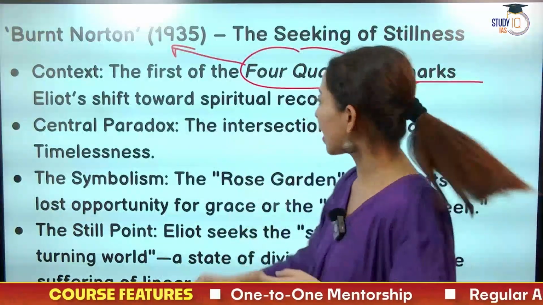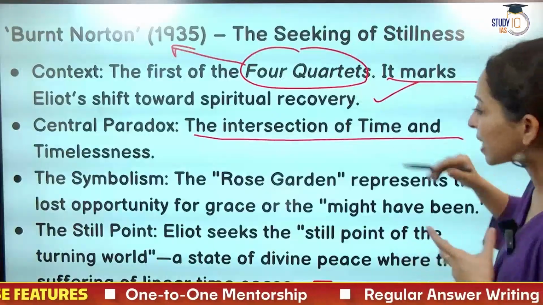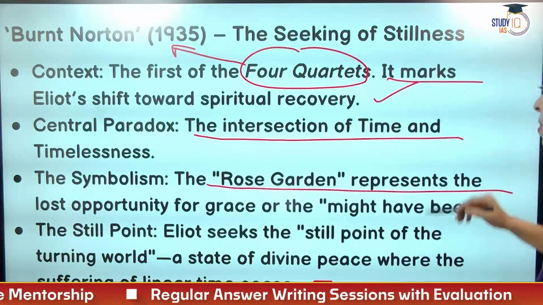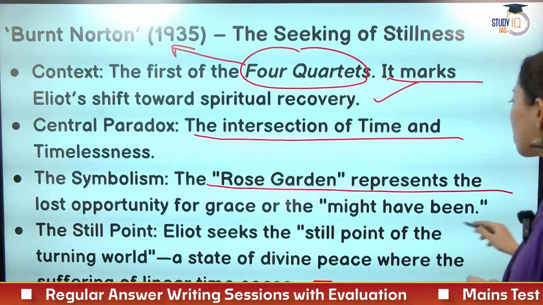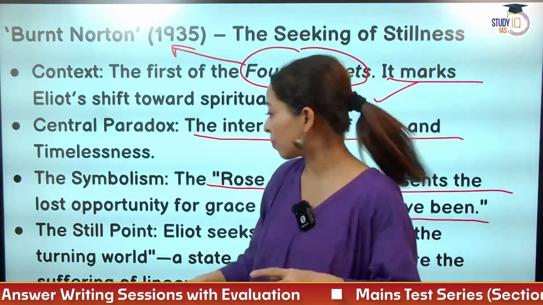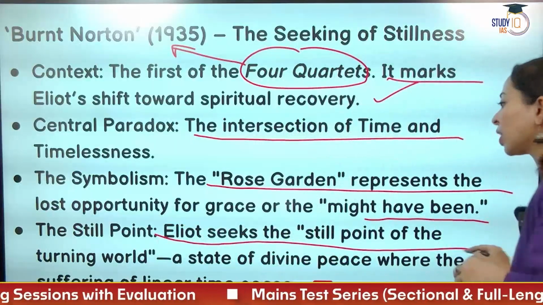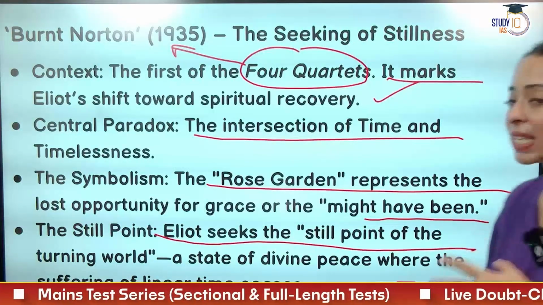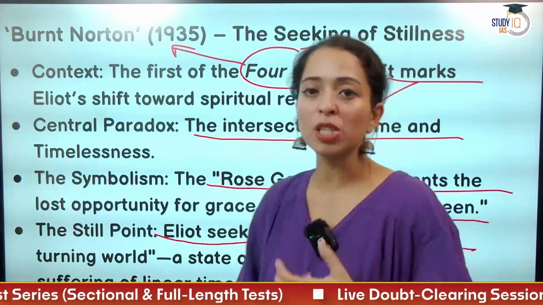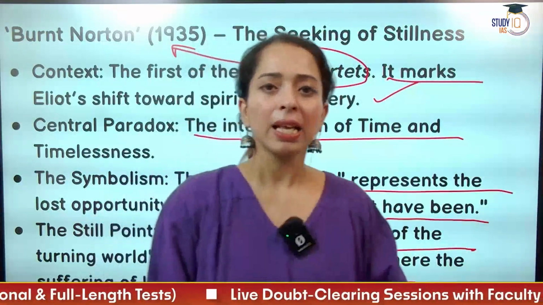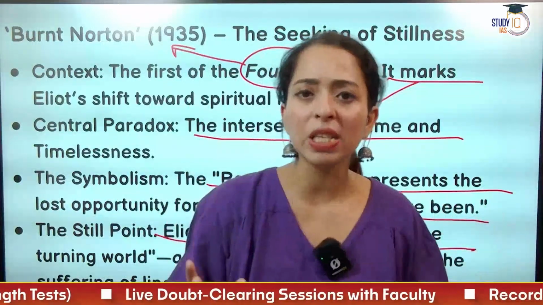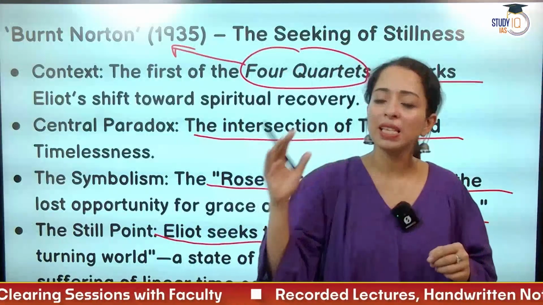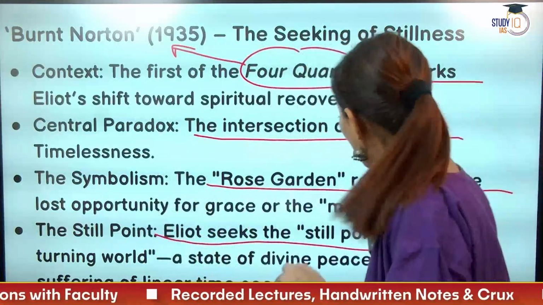What is the central paradox? The intersection of time and timelessness. What symbolism is used? The rose garden represents lost opportunity for grace, or what might have been. And the still point: Eliot seeks the still point of the turning world, a state of divine peace where the suffering of linear time ceases. So this poem is all again about seeking some meaning in this meaningless world. There is some hope in this hopeless world, and this is how he carries forward all the other quartets as well.